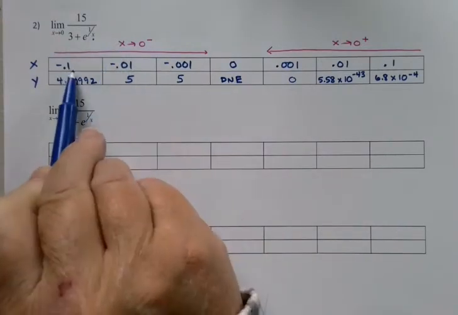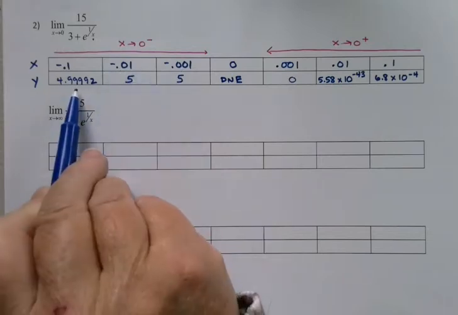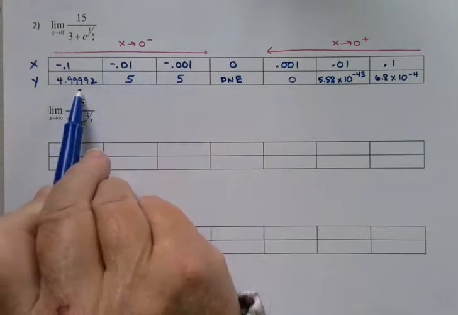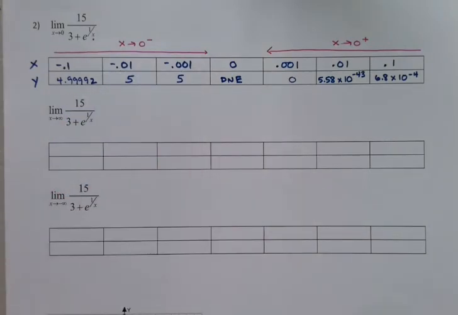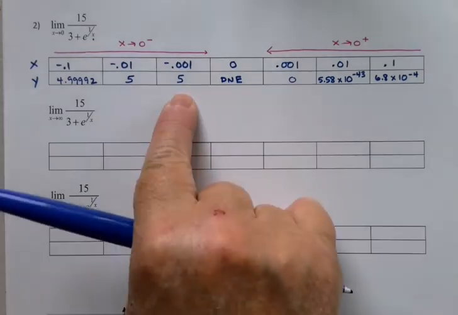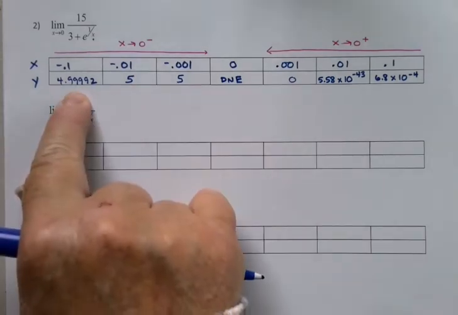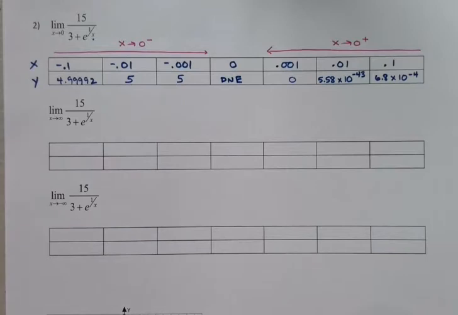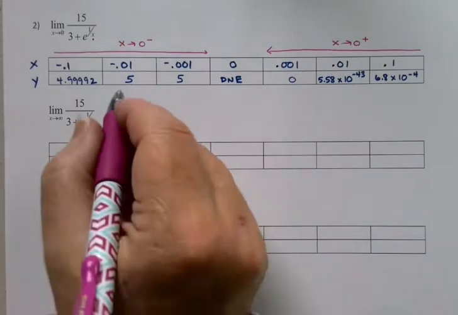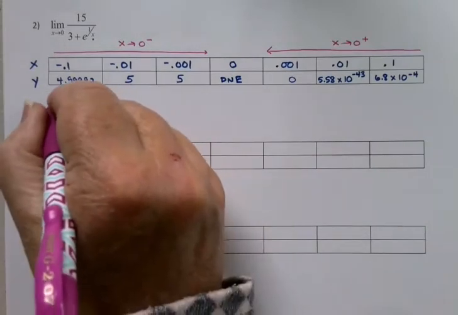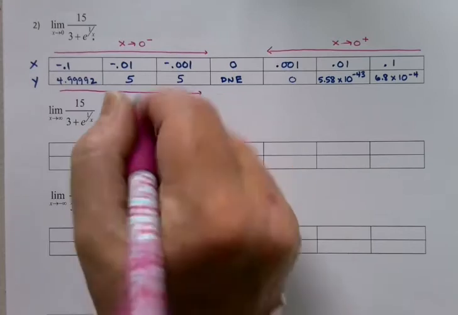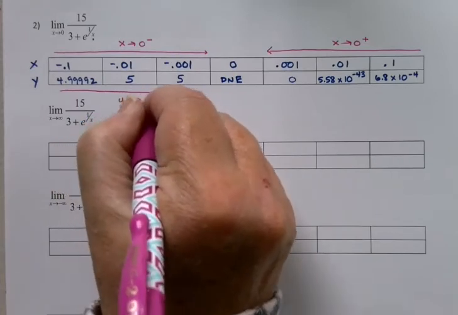As x approached 0 from the left, I had 4.9999, and then I just said 5 after that. These are probably rounded values. Probably it was 4 point many nines, so many that Desmos couldn't hold them, so they just rounded it up to 5. But even still, it seems pretty clear that y is approaching 5.